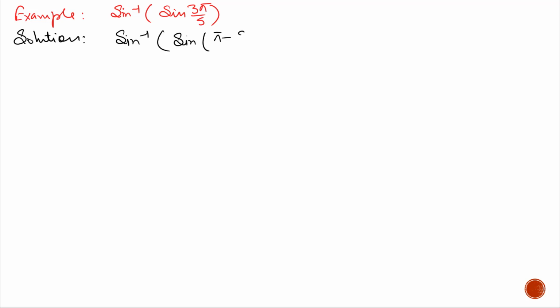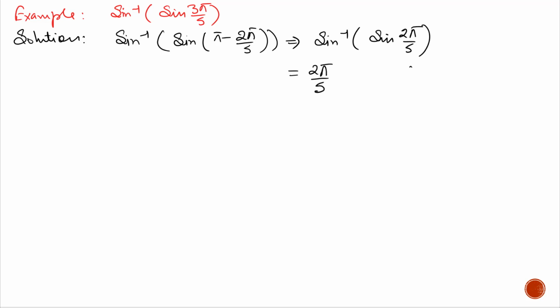Next example. Simplify sine inverse sine 3 pi by 5. But the answer is not 3 pi by 5, because 3 pi by 5 does not lie between minus pi by 2 and pi by 2. So we will write it this way: sine inverse sine of pi minus 2 pi by 5, which is equal to sine inverse sine 2 pi by 5. And now the answer is 2 pi by 5, because 2 pi by 5 belongs to minus pi by 2 to pi by 2.